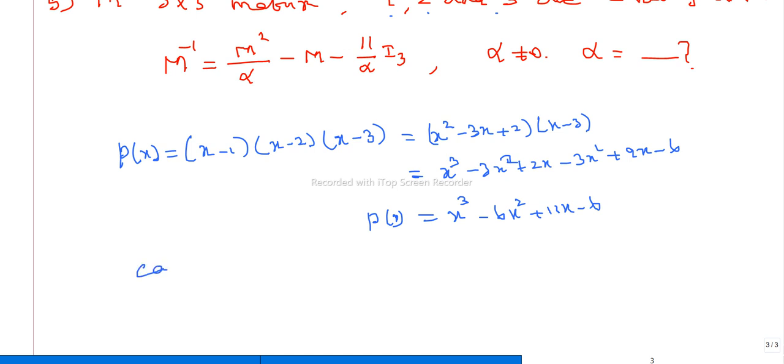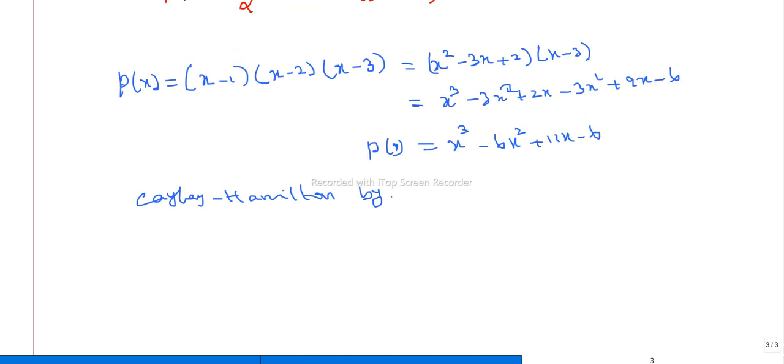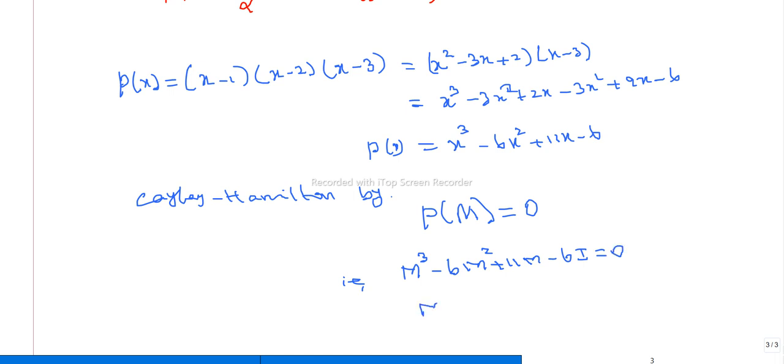But by the Cayley-Hamilton theorem, every matrix satisfies its characteristic polynomial. Therefore p of M should be 0, here M is the matrix. If we replace x by M, that should be 0. So we have M cube minus 6 times M square plus 11 times M minus 6 times identity equal to 0. Now take 6I to that side and take M outside from the first 3 terms. Therefore we get M times M square minus 6M plus 11 times identity. You cannot write the constant alone, you have to write the identity whenever you are involving the operator M. So if you take the 6 to that side, we have 6 times identity.